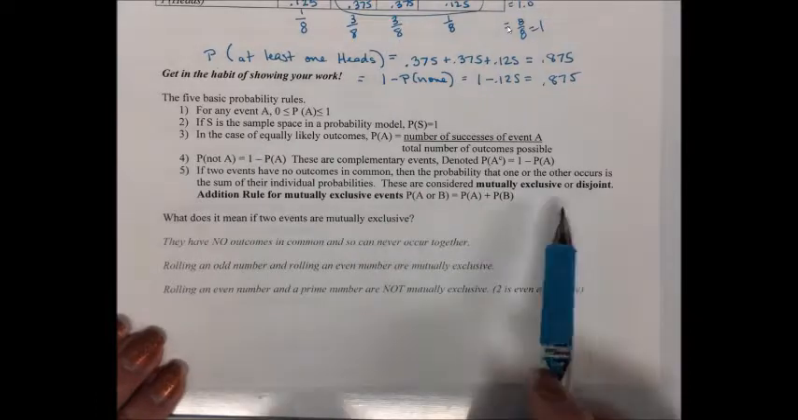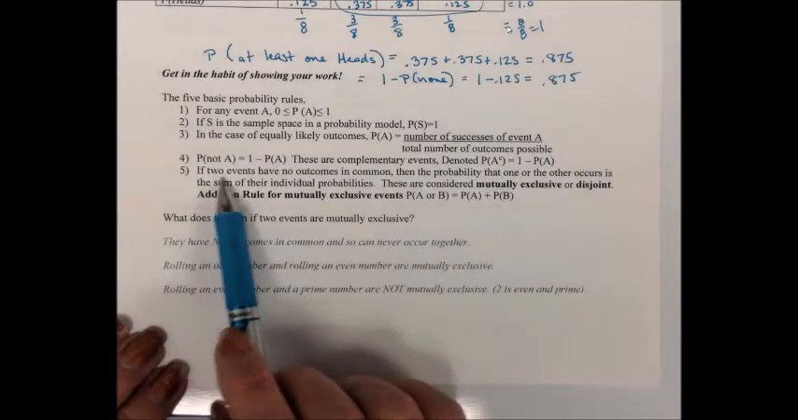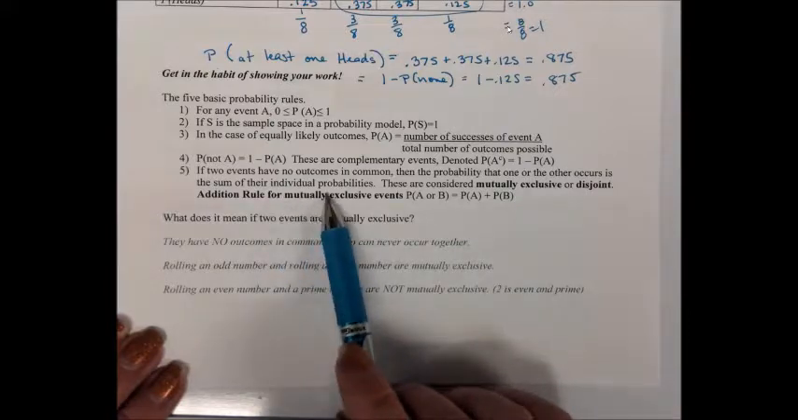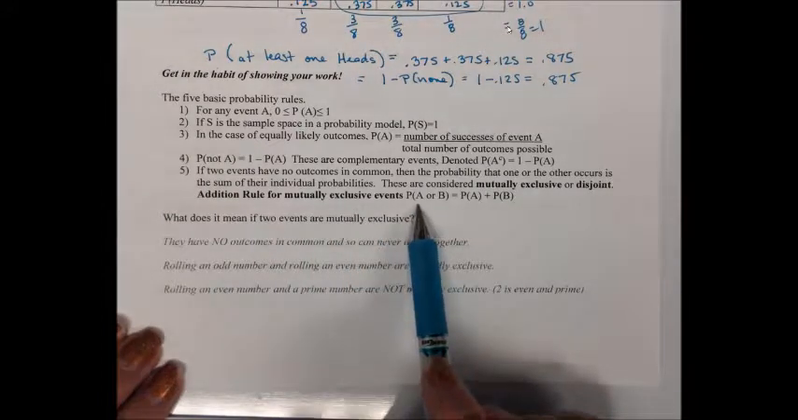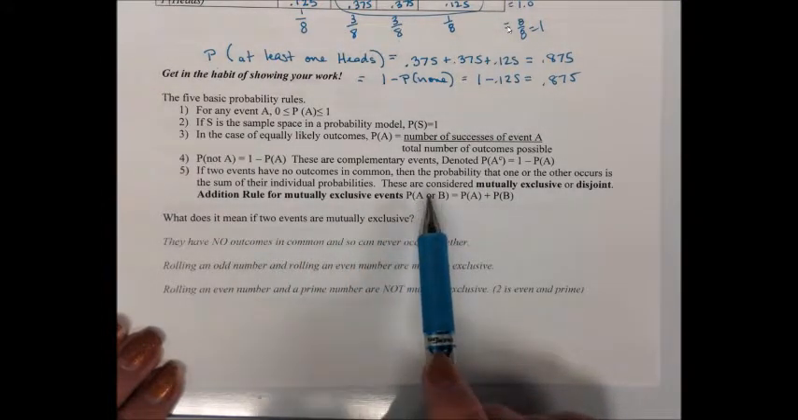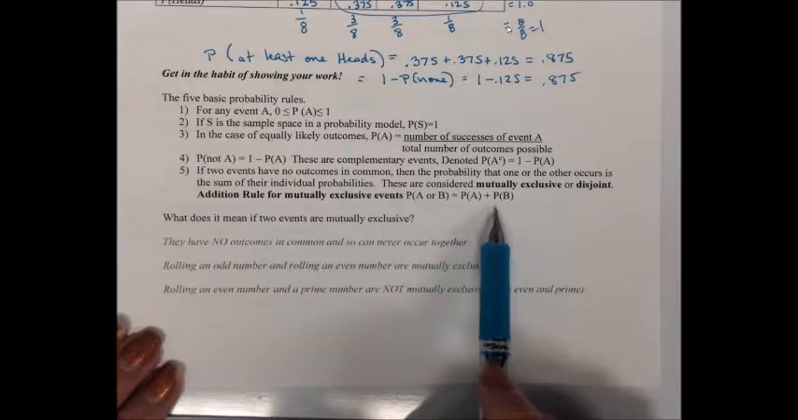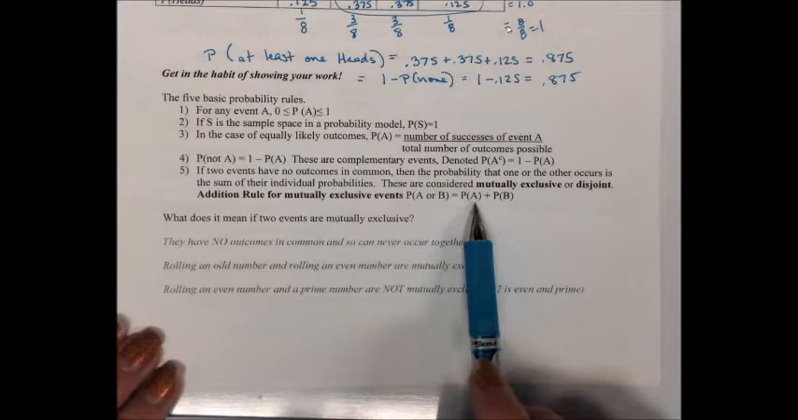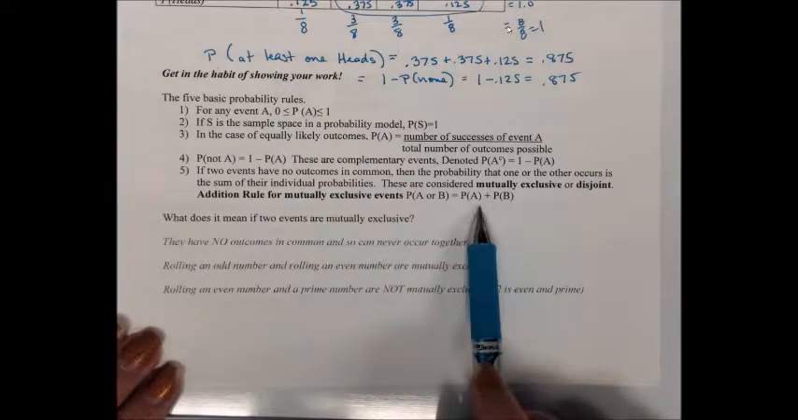And then there's mutually exclusive or disjoint. Those 2 phrases are used interchangeably. So if 2 events have no outcomes in common, then the probability that one or the other occurs is the sum of their individual probabilities. So the addition rule for mutually exclusive events, they have nothing in common. If I want to know the probability of one or another event happening, I just find their probabilities and add them together. But they have to be mutually exclusive, because if they're not, I'm going to get a number bigger than 1 or bigger than 100%, because a couple things are going to be in both events and we'd be adding it twice.